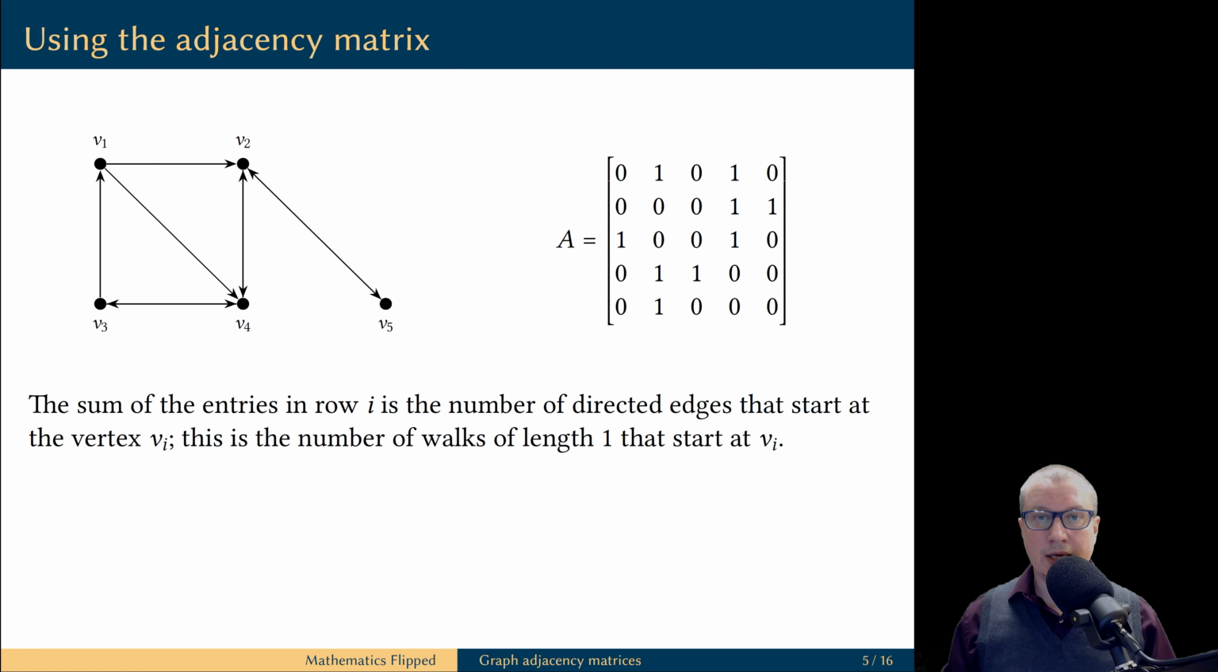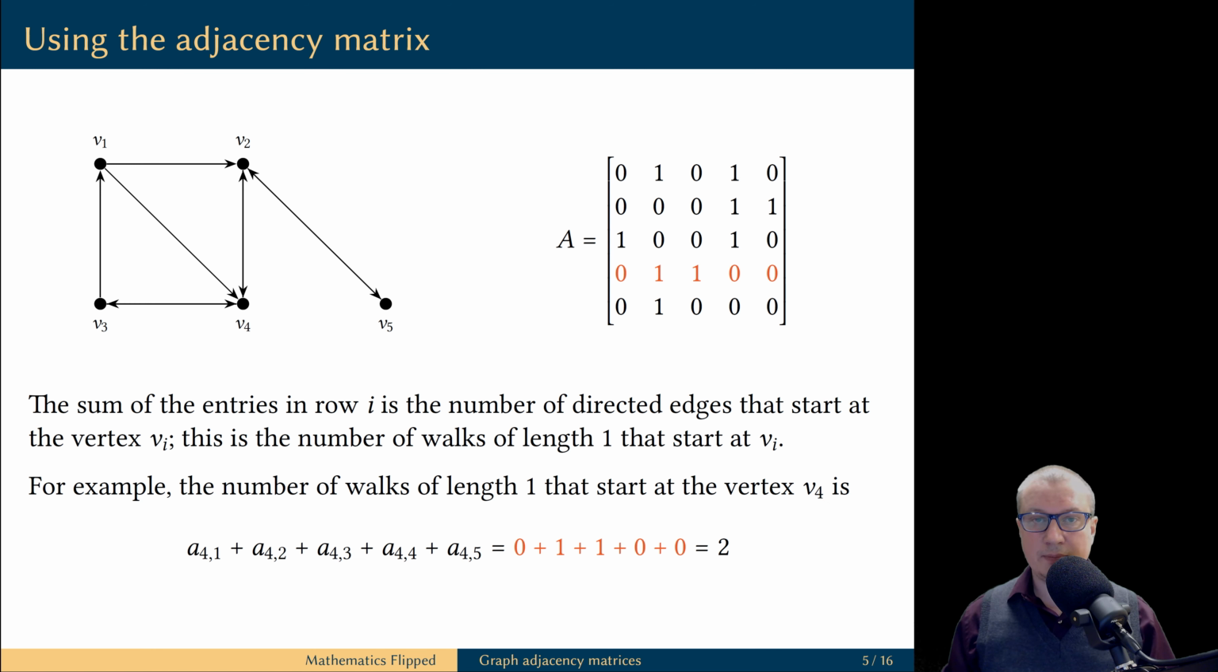But a single edge that starts at the vertex vi is the same as a walk of length 1 that starts at the vertex vi. So you can use the adjacency matrix to quickly count the number of walks of length 1 that start at any given vertex. For example, if you take vertex v4, you look at row number 4 and you see that there are exactly 2 walks of length 1 that start at the vertex v4.